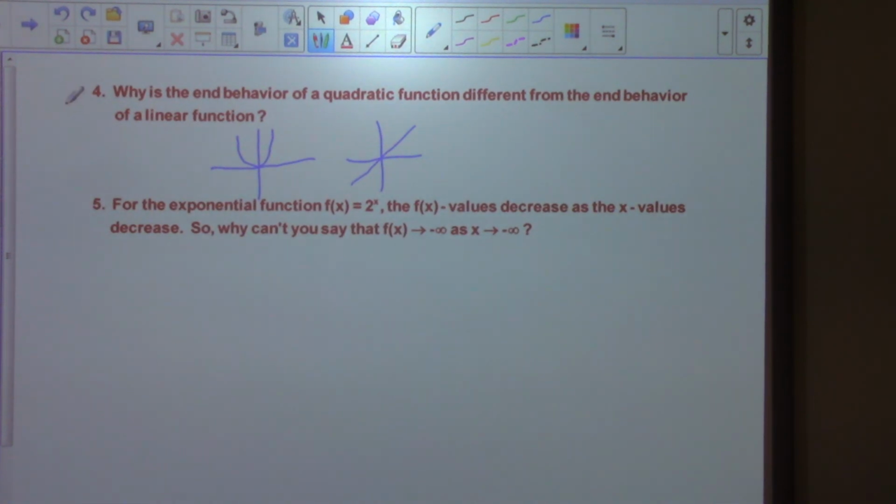Okay. And then question 4, why is the end behavior of a quadratic function different from the end behavior of a linear function? And here's a little sketch of a quadratic function. Here's a sketch of a linear function. Why are they different? Yeah, the shape is different, right? So the shape or nature of those functions, each of them, is different. So that's it.